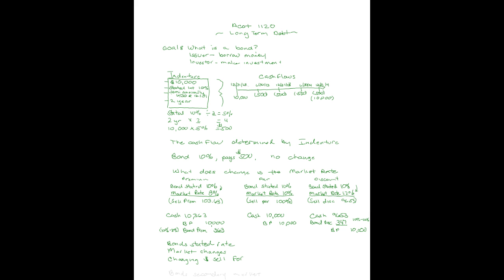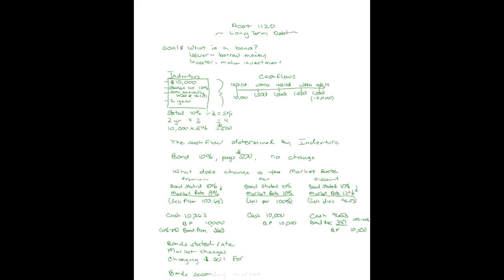So that's enough of a discussion on bonds. Let's review. A bond is a cash flow stream that someone sells to borrow money and someone else buys as an investment. Its cash flows are determined by the indenture, and that never changes. But the market rate of interest changes, and so bonds can sell for more or less so that it matches up with the market rate of interest.